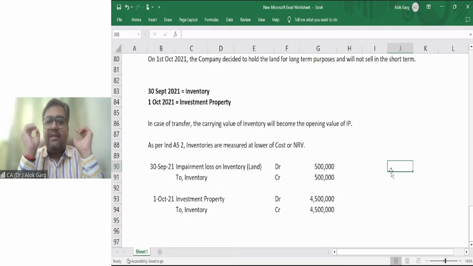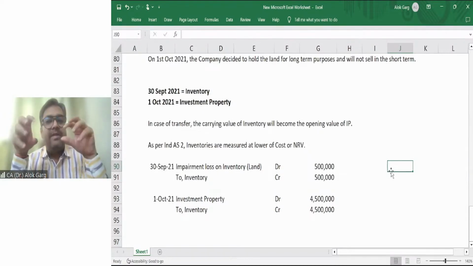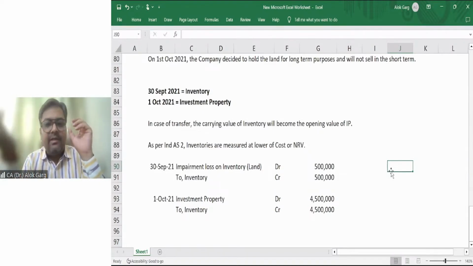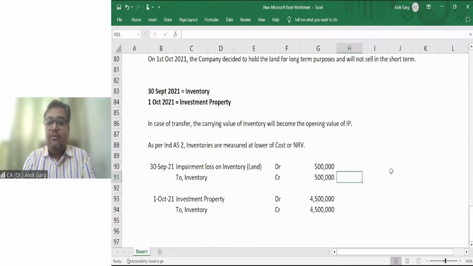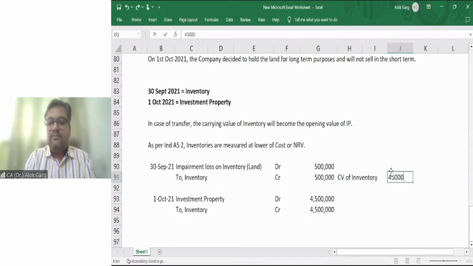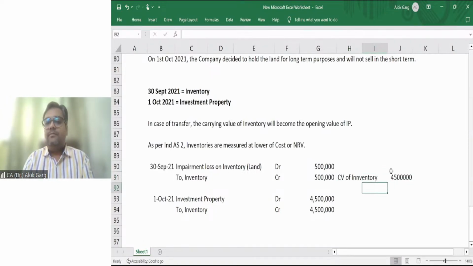लाइक Ind AS 2 कहता है कि इन्वेंट्री हैज टू बी मेजर्ड एट लोअर ऑफ कॉस्ट और NRV. दैट इज व्हाई वी हैव जस्ट केप्ट दिस इन्वेंट्री एट NRV. तो इन्वेंट्री की वैल्यू कितनी हो गई? कैरिंग वैल्यू ऑफ इन्वेंट्री इज दिस डेट, is 45 lakh. Right? Clear?